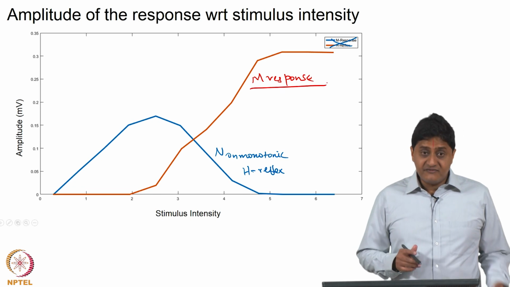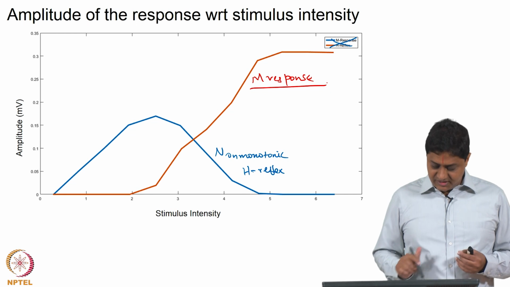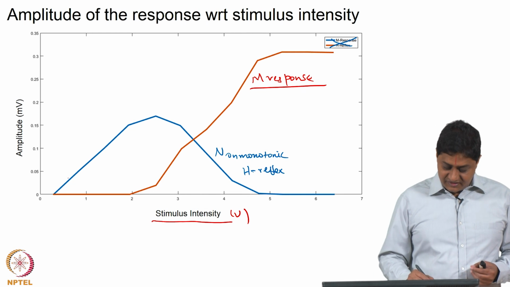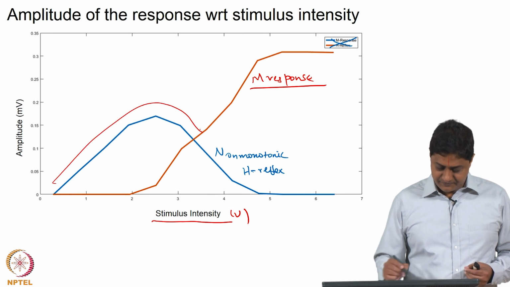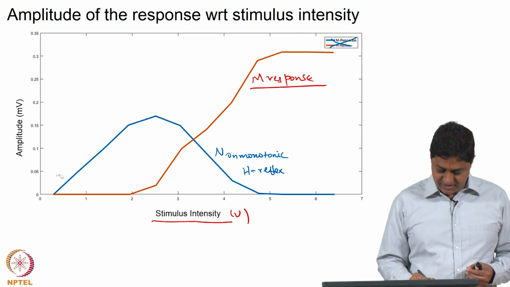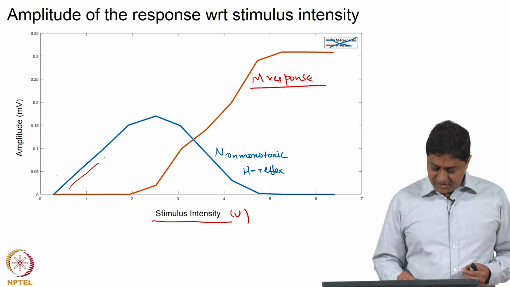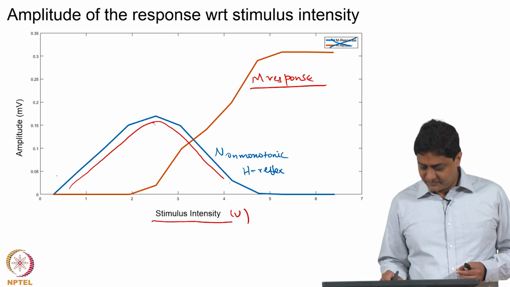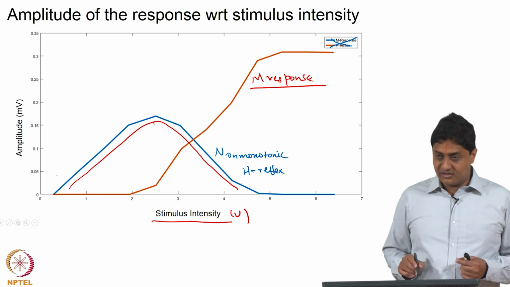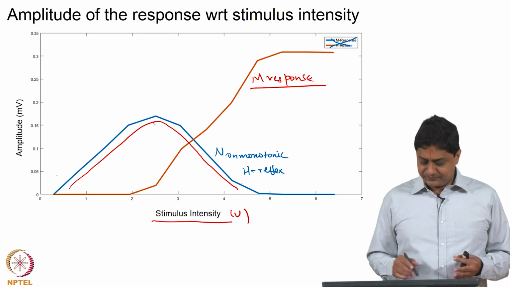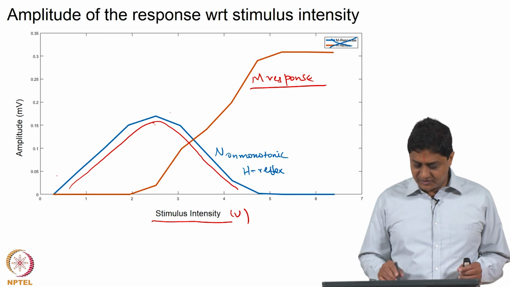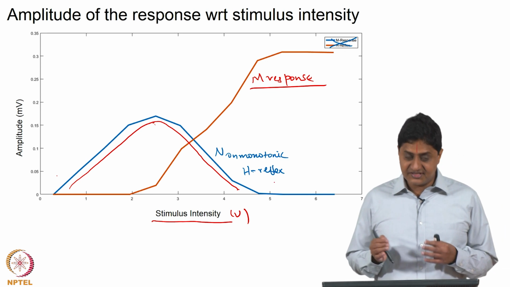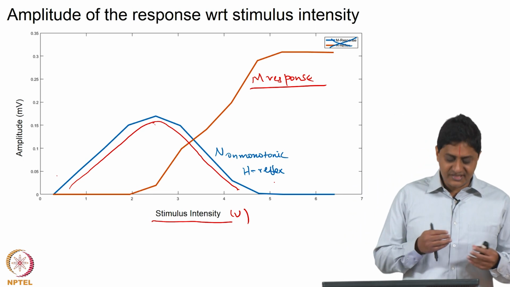This is the M response. We saw that as I increase the amplitude of the stimulus, this is the stimulus amplitude, in volts actually, and this is the response, the response continues to increase until some point, and after some point it starts to decrease. Actually it is a relatively smoother curve. Here we have drawn it with fewer points, which is why you are seeing a non-smooth curve, but what happens is a smooth response like that. So, this is the relationship between stimulus amplitude and response amplitude.